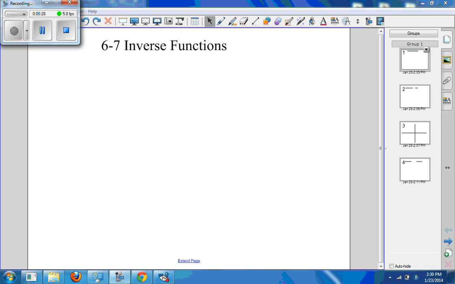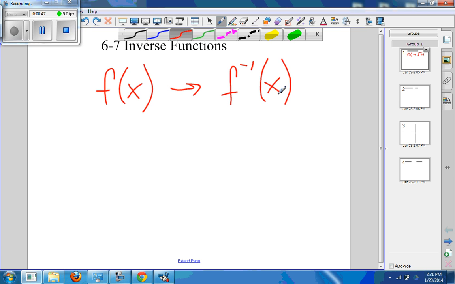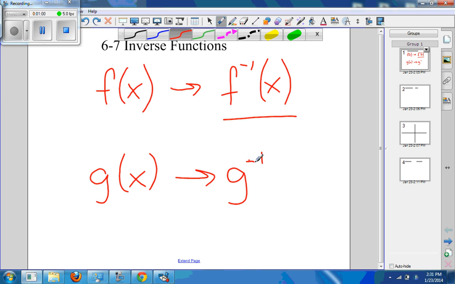So inverse functions, first we're going to look at the notation. We know a function looks like this, right? f of x. So if we want to find the inverse of that, we would write it as f to the negative 1 power of x. And we just call this the inverse of function f. Or if we have g of x, the inverse of that would look like this. Just the basic notation. So, finding the inverse is pretty easy.